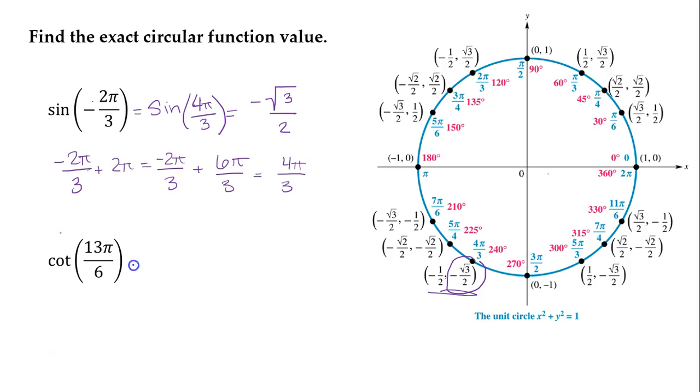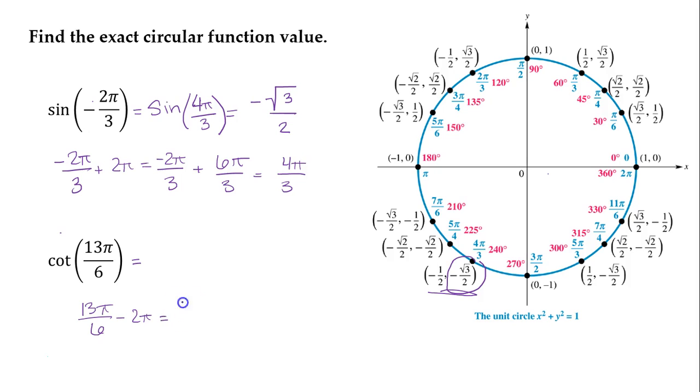Now cotangent, again, this is greater than 2 pi, so get it somewhere between 0 and 2 pi. So we're going to subtract 2 pi.